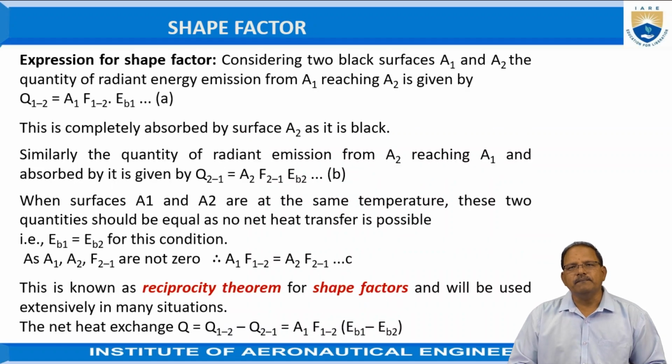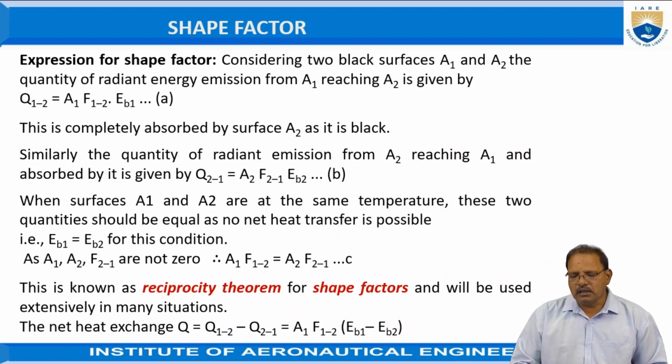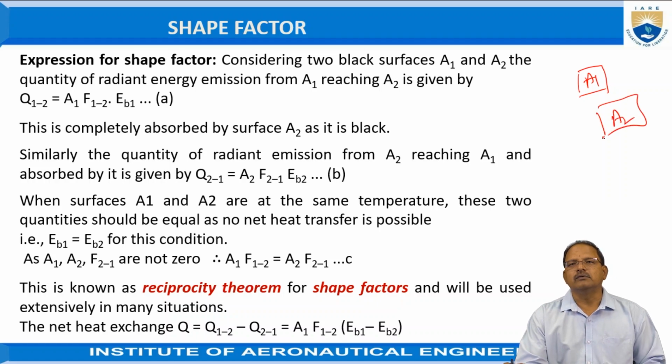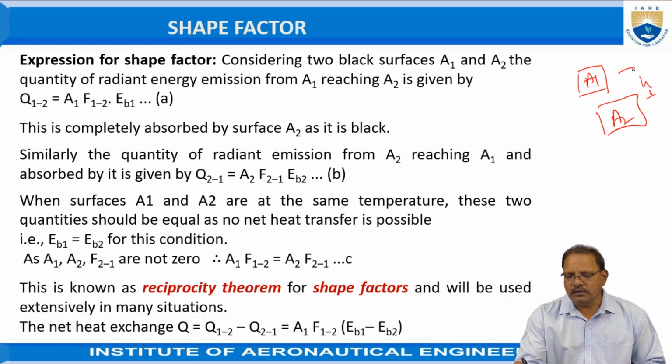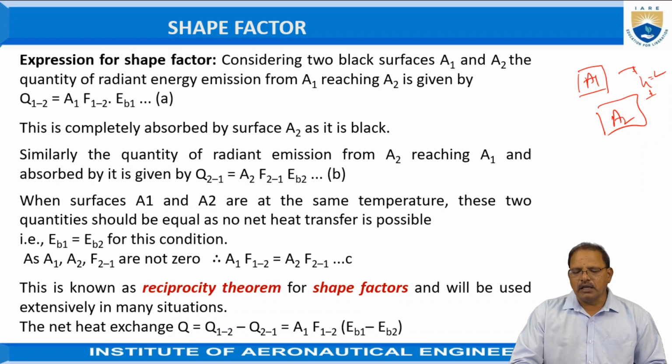The expression for the shape factor. Here consider two blocks, A1 and A2. They are placed in a space at some distance, assume here H, sometimes it is also represented as L. Now the area of the first one is represented as A1 and the second one as A2.